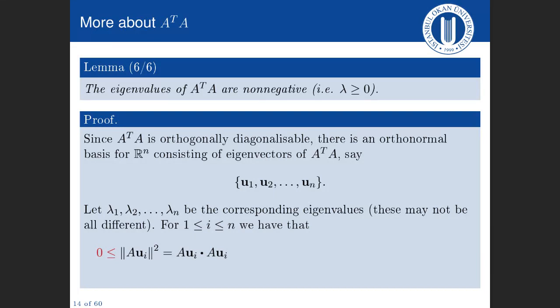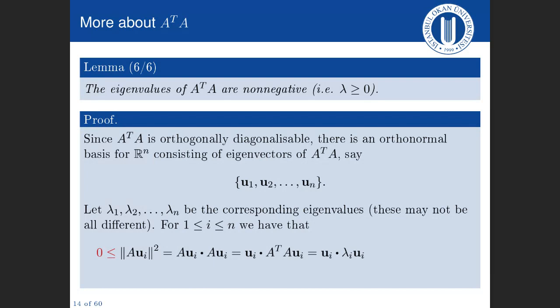Then for each eigenvalue and eigenvector, the norm of A ui squared is greater than or equal to zero. Why? Because a norm is always greater than or equal to zero. And the norm of a vector squared just means vector dot vector. Now, the trick I've been using lots of times: if we have a matrix inside a dot product like this, we can move the matrix across to the other vector as long as we take its transpose. This is the same as ui dot product with A transpose A ui. But because ui is an eigenvector of A transpose A, this is the same as ui dot lambda i ui.